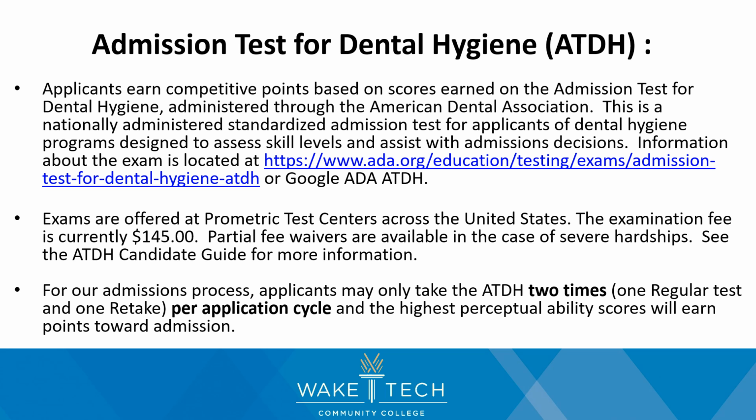Exams are offered at Prometric test centers across the United States. The examination fee is currently $145. Partial fee waivers are available in the case of severe hardships. See the ATDH Candidate Guide for more information. For our admissions process, applicants may only take the ATDH 2 times, one regular test and one retake per application cycle, and the highest perceptual ability score will earn points towards the admissions process.